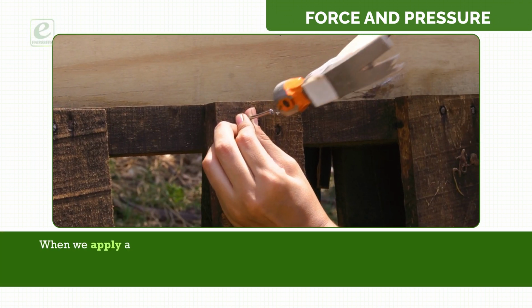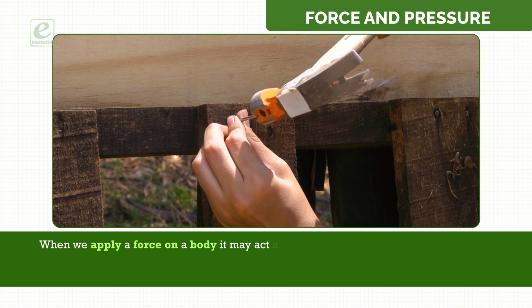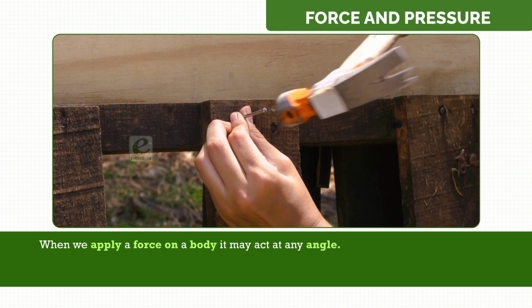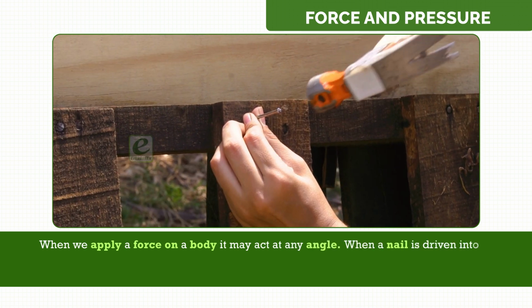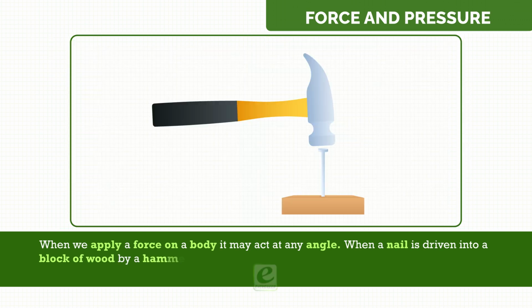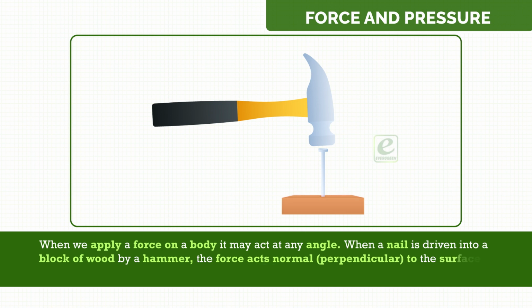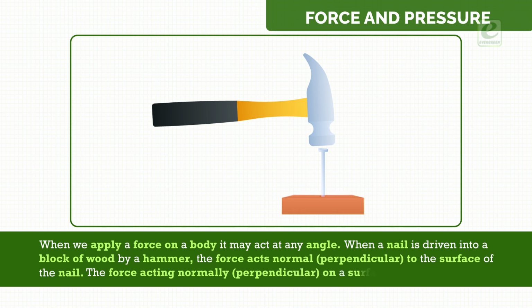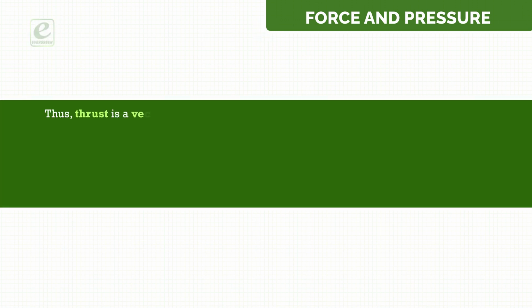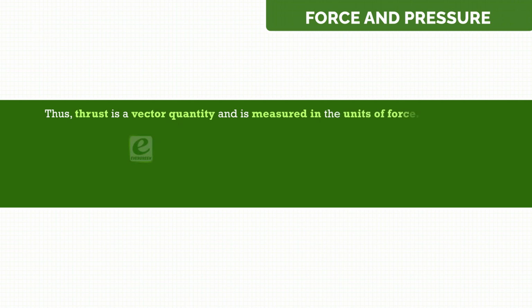When we apply a force on a body, it may act at any angle. When a nail is driven into a block of wood by a hammer, the force acts normal, perpendicular, to the surface of the nail. The force acting normally, perpendicular, on a surface is called thrust. Thus, thrust is a vector quantity and is measured in the units of force.